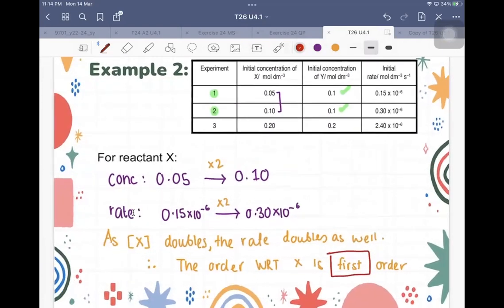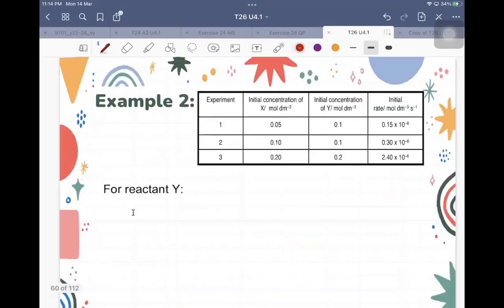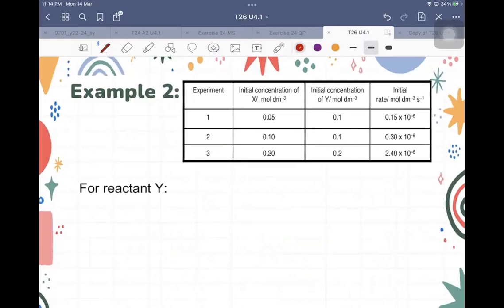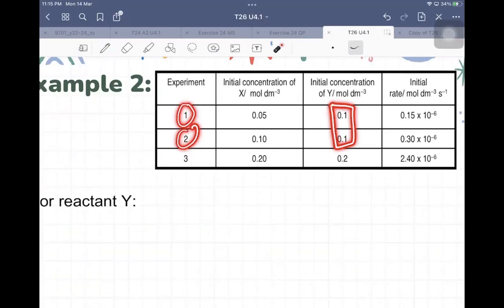If you need to copy this down, please pause the video now. I will move on to the next one. Now for reactant Y, okay? I need to choose two experiments that only change Y, but that is not possible. You cannot take 1 and 2 because the concentration of Y is the same, so there's no change in concentration. You can't comment on the change in concentration.